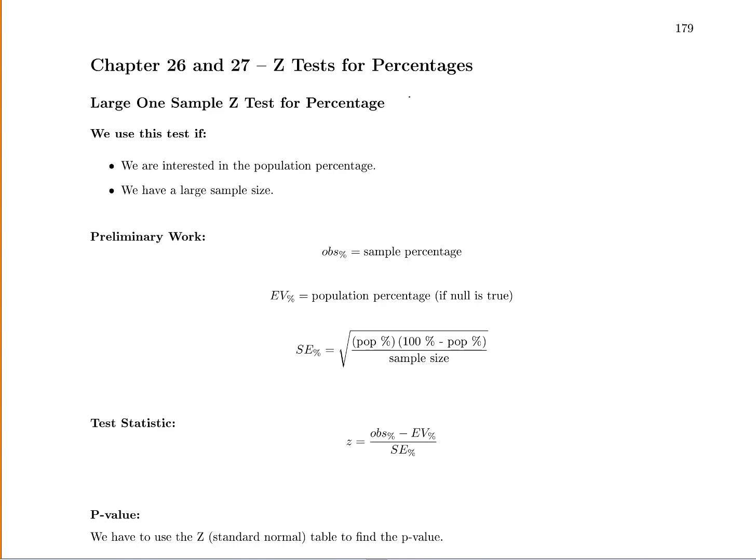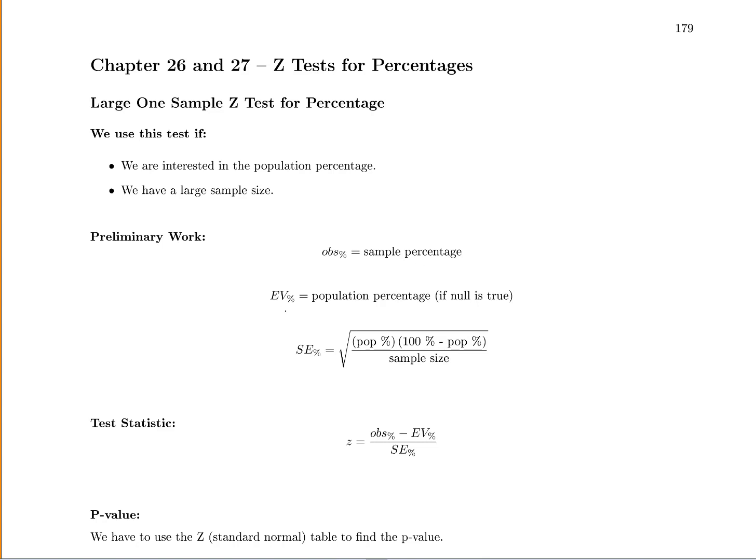So let's start with our large one-sample z-test for a percentage. We use this test if we're interested in the population percentage, and we have to have a large sample size. For preliminary work, you still have to find observed, expected value, and standard error. So all of our tests so far have observed, expected value, and standard error. Well, observed percentage, that's just what percentage did you see? What was your sample percentage?